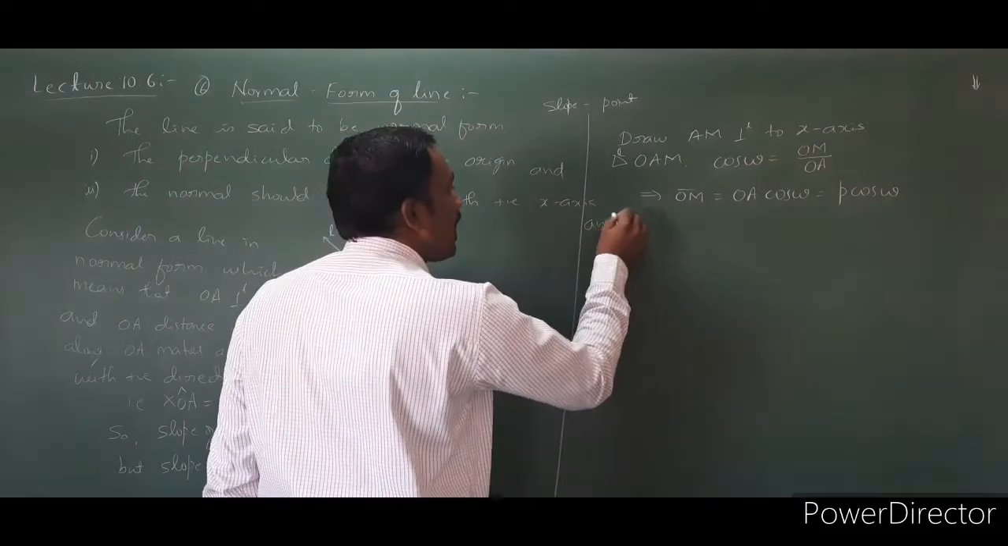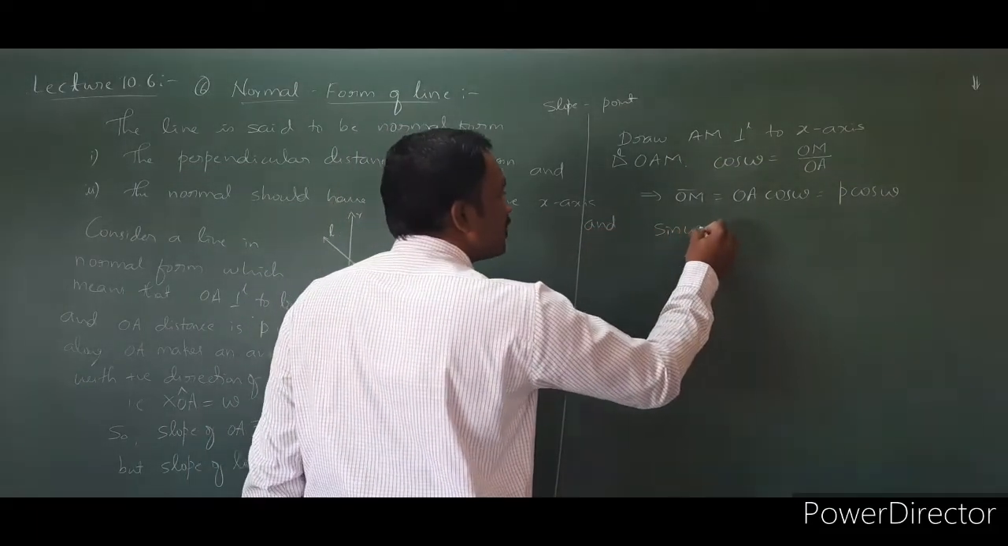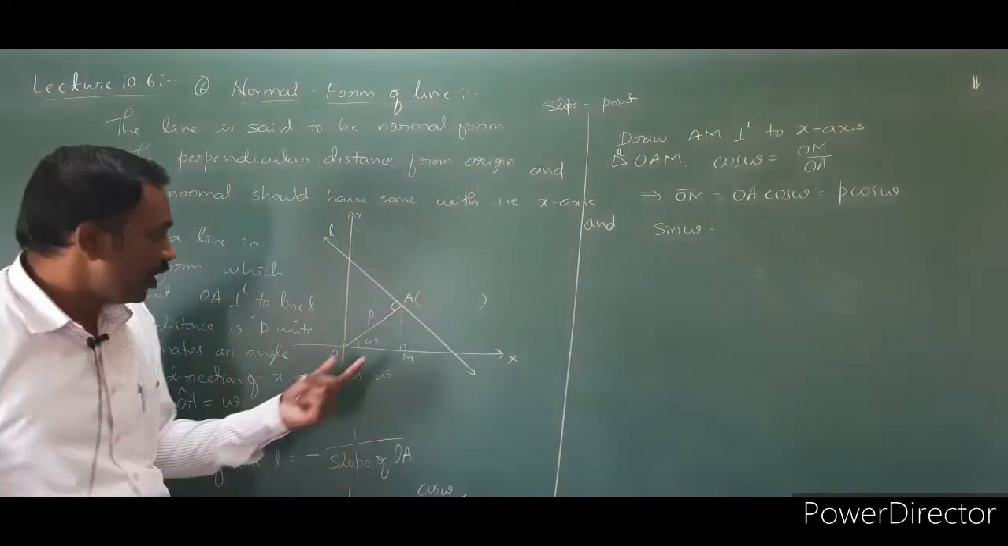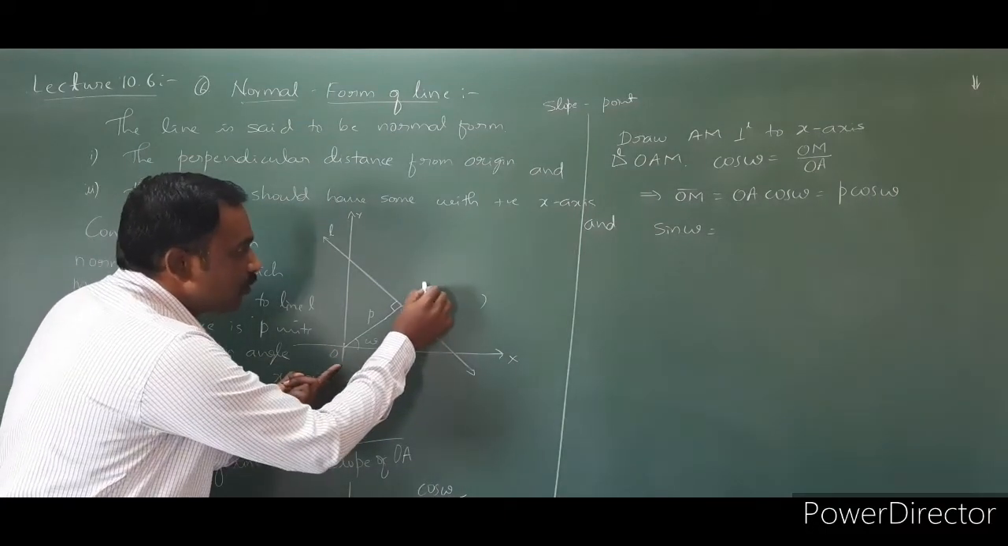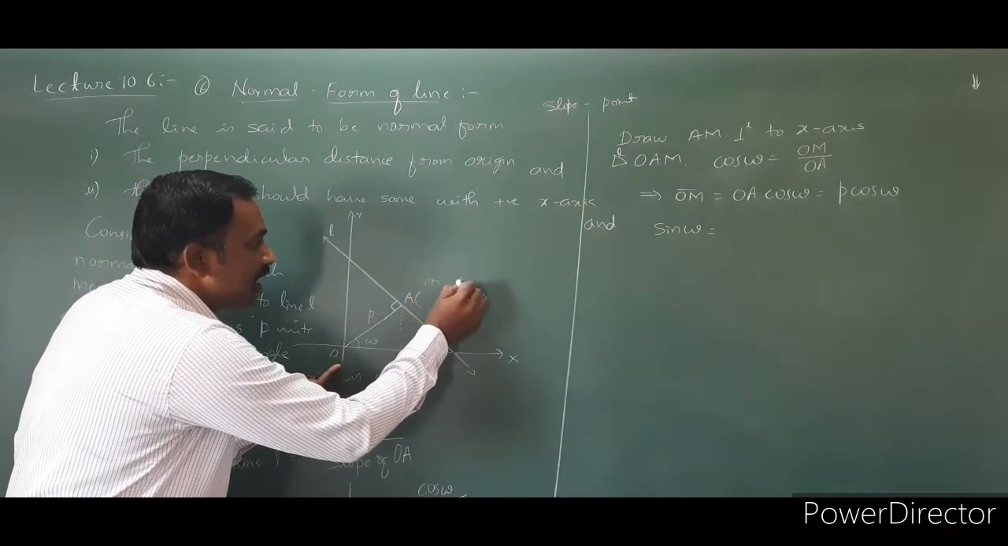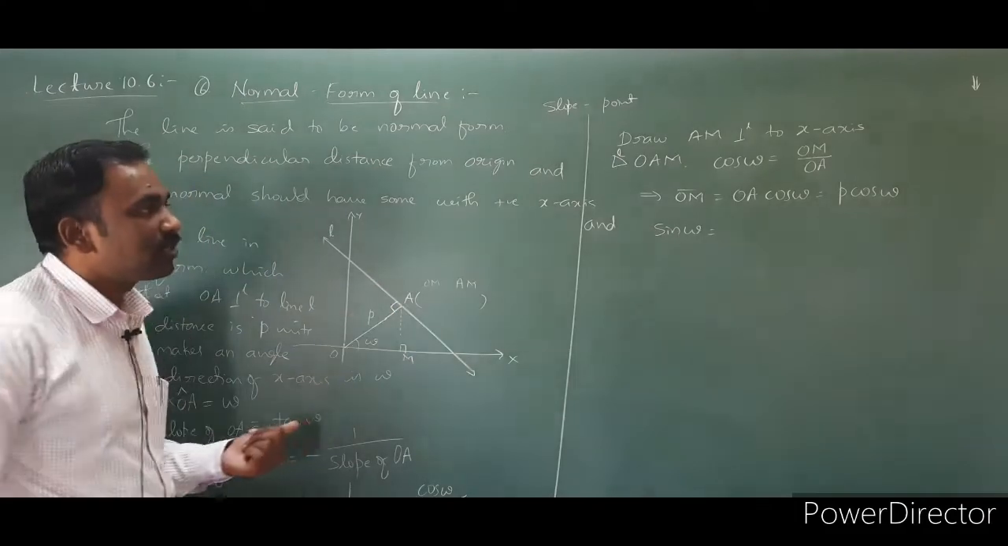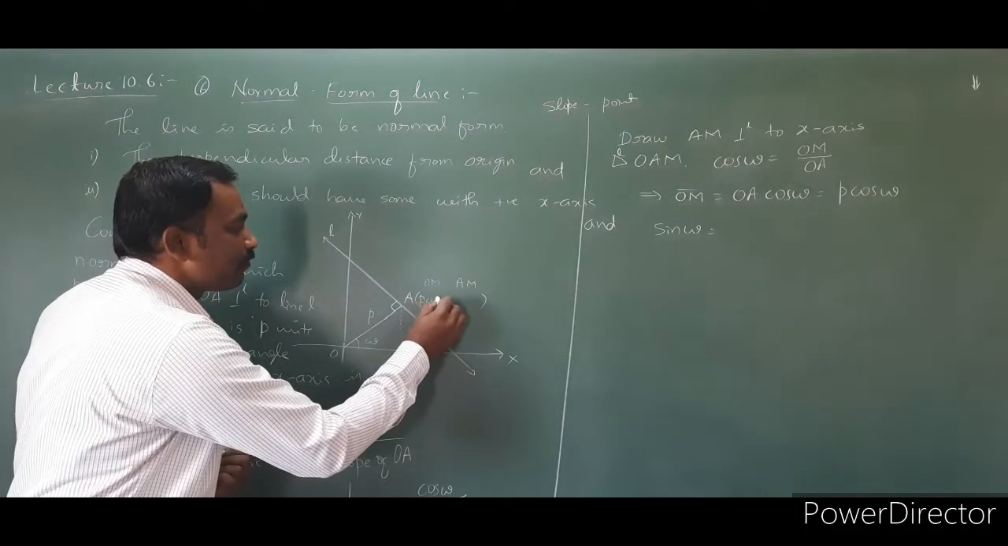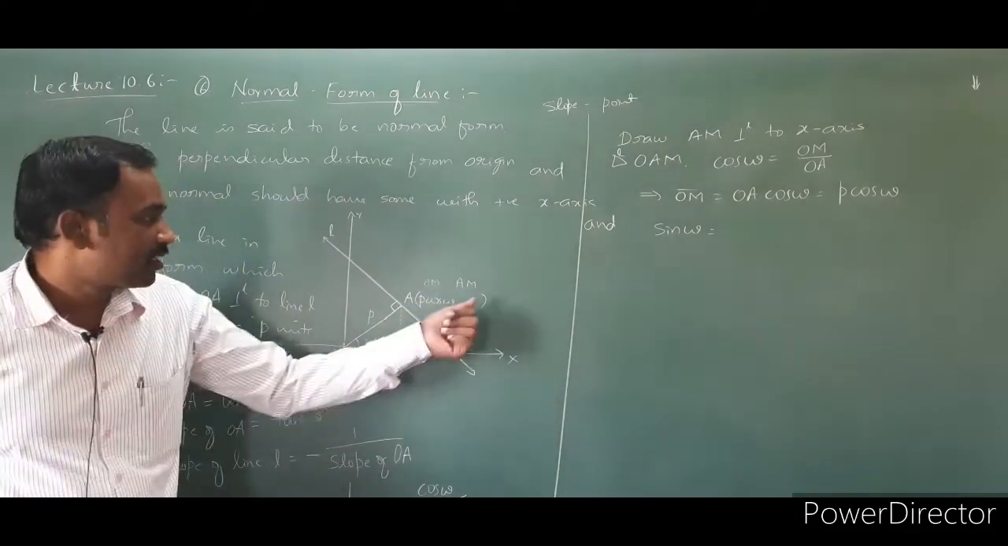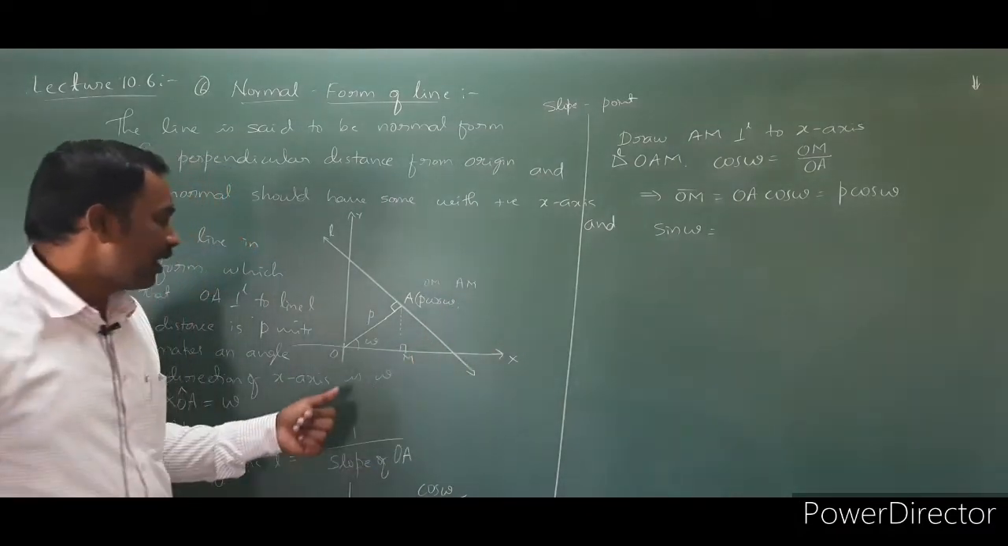Are you clear? I just got the OM value. The OM value is nothing but the x coordinate of A. OM, comma, AM: the OM value we got is P cos omega. Are you sure? Next, to get the AM value, what can we write?